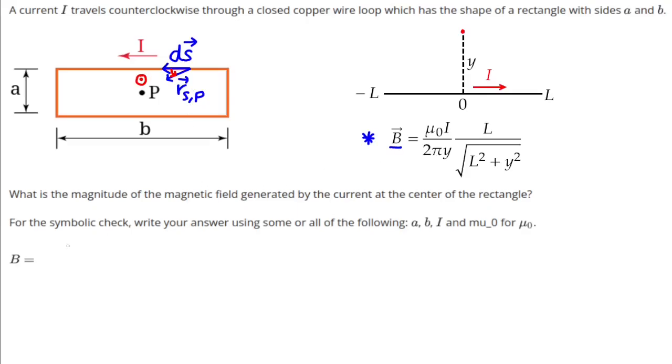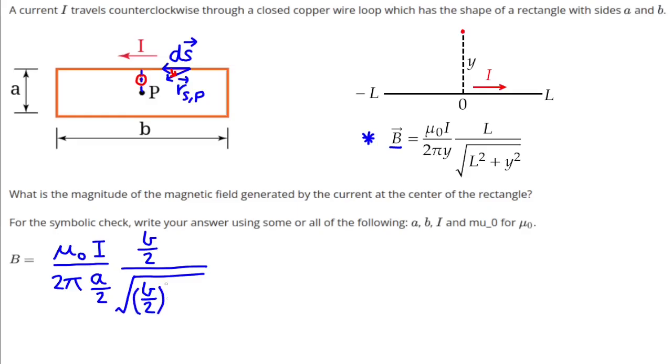So using this equation, the magnetic field is the magnetic permeability times the current over 2 pi, times the distance along the bisector, which is A/2, multiplied by L, which is the half length of the wire, being B/2, over the square root of L squared, which is (B/2) squared, plus y squared, being (A/2) squared.